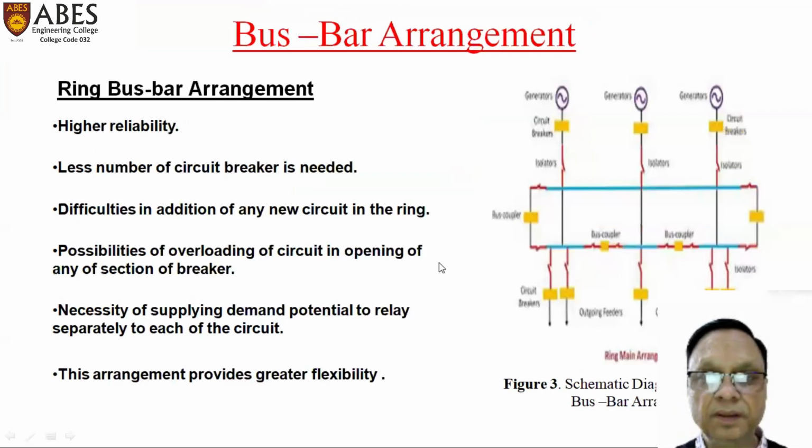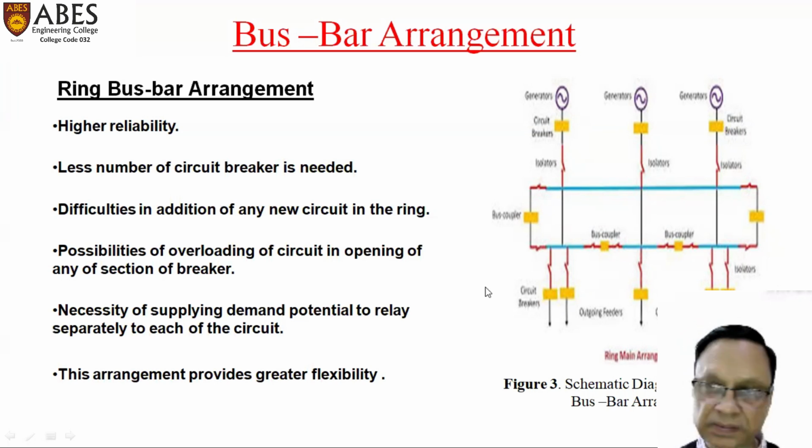Now the third is the ring bus bar arrangement. Here the bus is a ring. There are two parallel lines, but it's forming a ring. The three generators are connected to the bus, and here also we have the same functions, but the arrangement is different. Here we have a bus coupler to isolate the two buses in case of any fault. The generator will generate electricity and transfer the power to the outgoing feeder. Here there is high reliability, and a smaller number of circuit breakers is required.